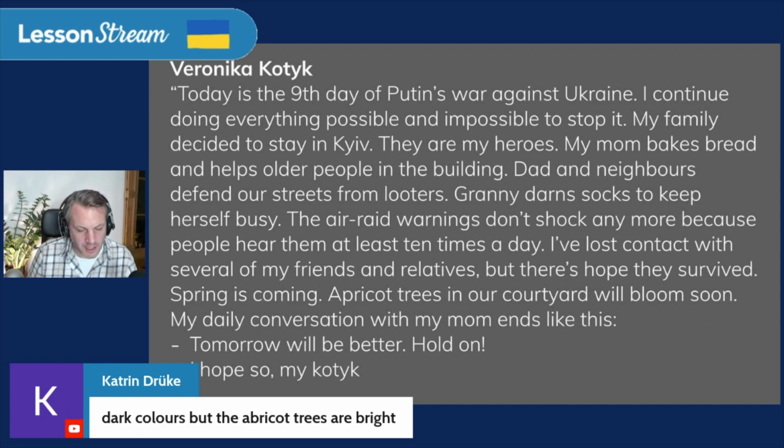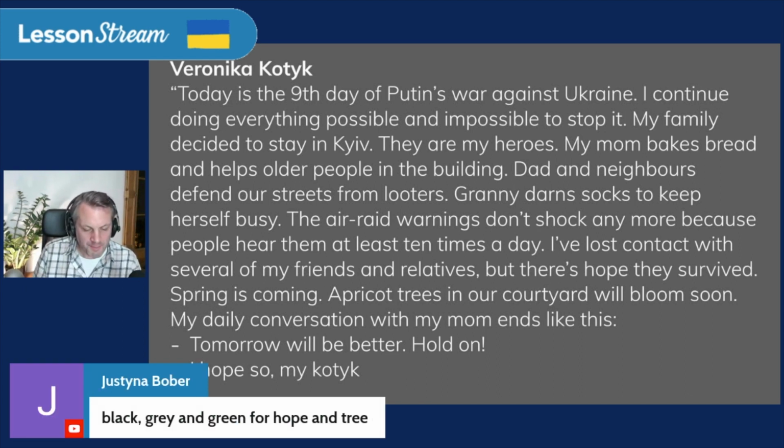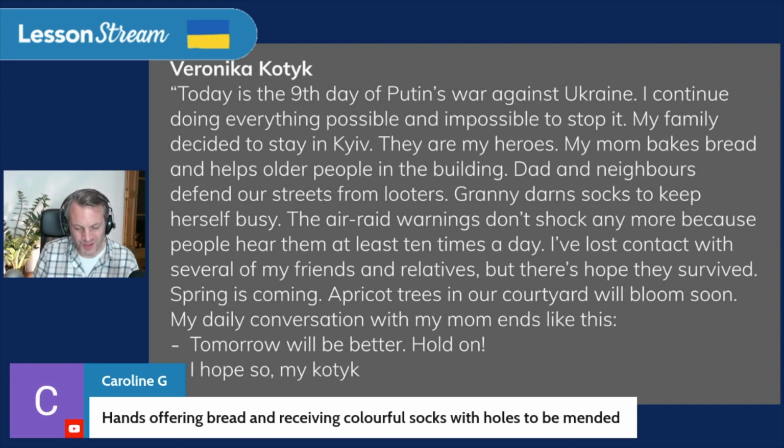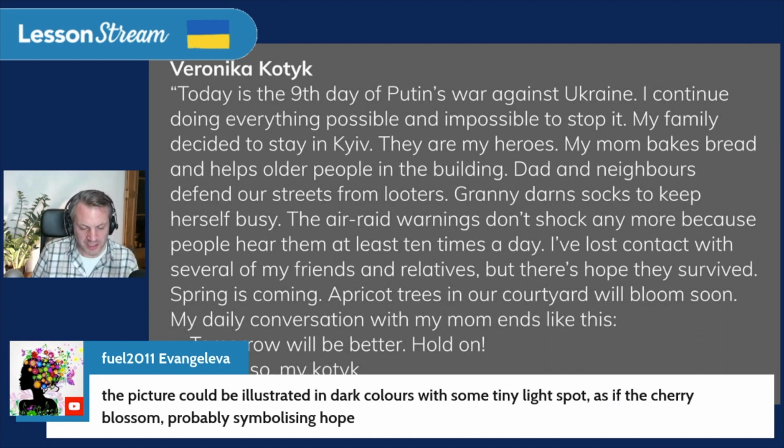Catherine sees dark colors, but bright apricot trees. And Justinia says black, grey, but green for hope. Both of you have included trees. And Pedro has said debris, smoke, hands offering bread and receiving colourful socks with holes to be mended. We've got tears falling like rain in a grey place, at the same time helping plants grow. And the picture could be illustrated in dark colours with some tiny light spot, as if the cherry blossom, probably symbolising hope.